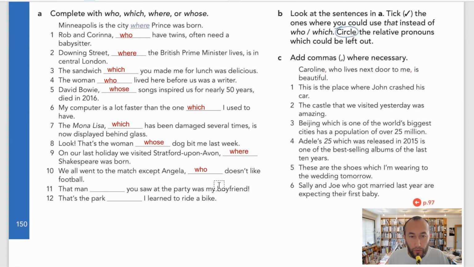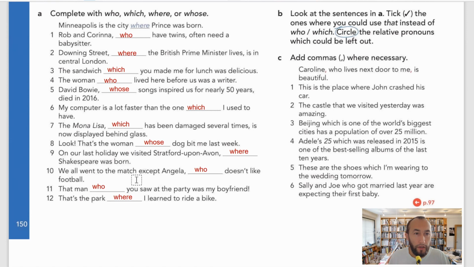So that man you saw. So it's going to be who here. We're talking about the man, right? That man you saw at the party was my boyfriend. And 12, that is the park I learned to ride a bike. So I learned to ride a bike in that park, in that place. So as we're talking about a place, we're going to use where here, guys. Where? That's it. That's it, guys.